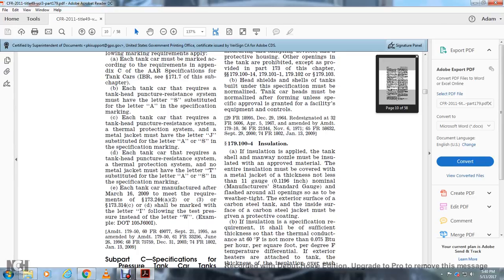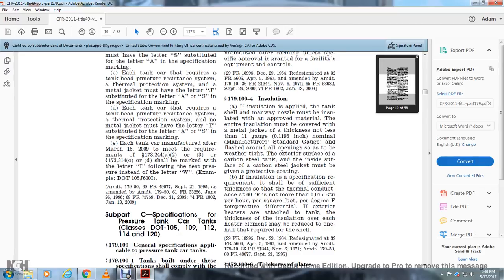Each tank car requiring a tank head puncture resistance system, a thermal protection system, and no metal jacket must have the letter T substituted for the letters A and S in the specification marking. Each tank car manufactured after March 16, 2009 to meet the requirements of 173.244(a)(2) and (3) and 173.314(c) and (d) shall be marked with the letter I for the test pressure instead of the letter W. 179.105-1 through 179.105-6, 00I. Subpart C, Specifications for pressure tank car tanks, classes 105, 109, 112, 114, and 120.